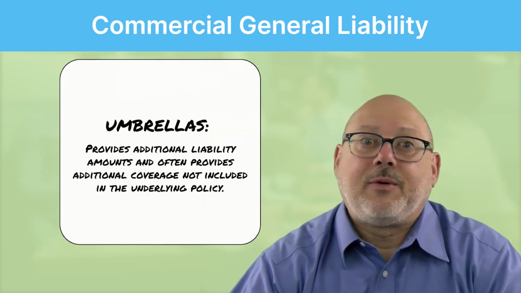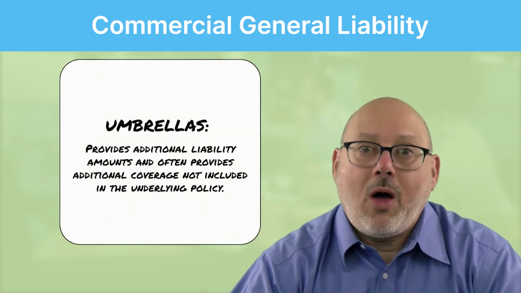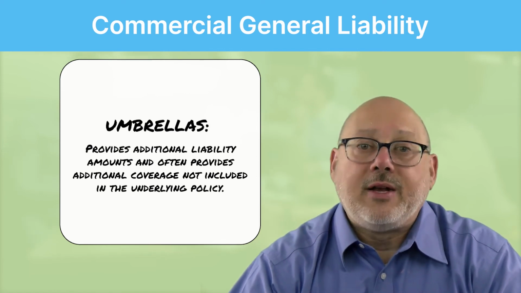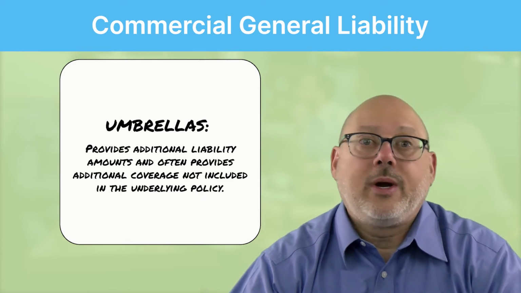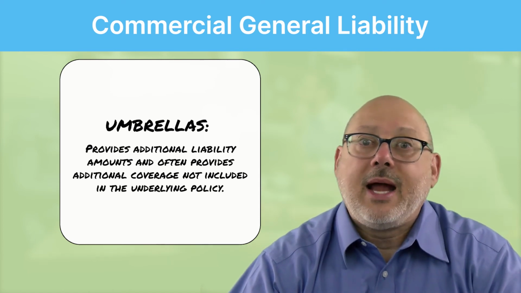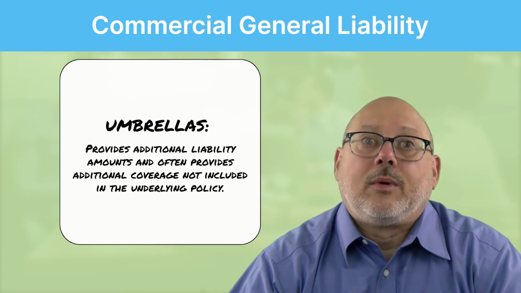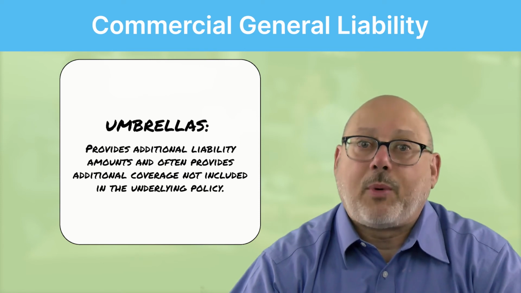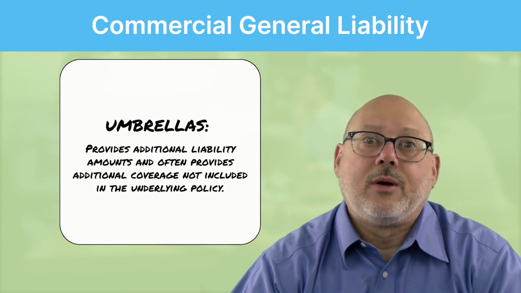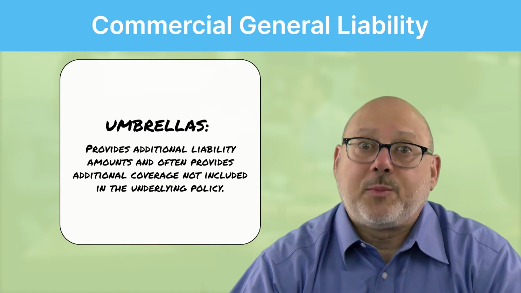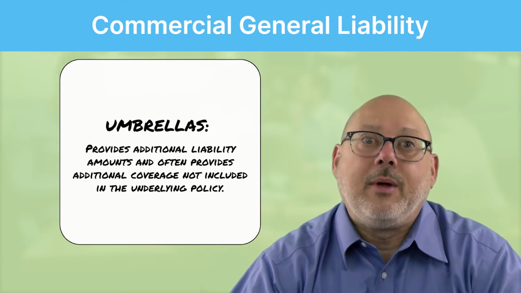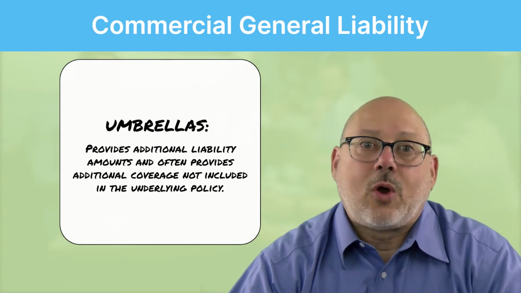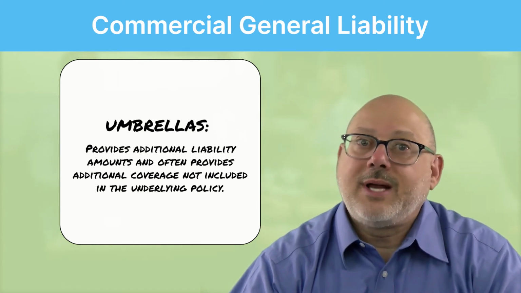An umbrella policy provides additional liability amounts and often provides additional coverage not included in the underlying policies. Additional coverages may include personal injury, watercraft liability, and some professional activities. When the umbrella policy does not have underlying coverage, the umbrella becomes the primary coverage protecting the insured. If this occurs, the insured is responsible for an initial amount of the claim, like a deductible of sorts. This first dollar responsibility is called the insured's self-insured retention.